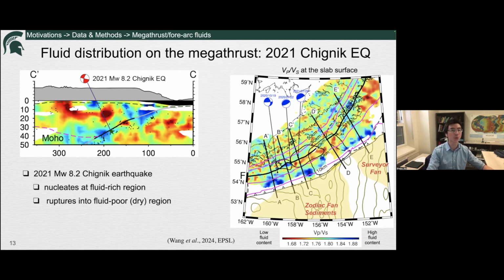What's interesting is that 1 year later, there was an even larger earthquake. You see on the map view, northeast of the Simeonof earthquake is the Chignik earthquake. It initiated, yes, in the water-rich region. You see the blue color over here on the megathrust. However, it ruptured into a red region, which is a water-starving region. So the rupture area is much larger. That means that fluids can probably initiate rupture, but the fluid distribution does not define the rupture area.